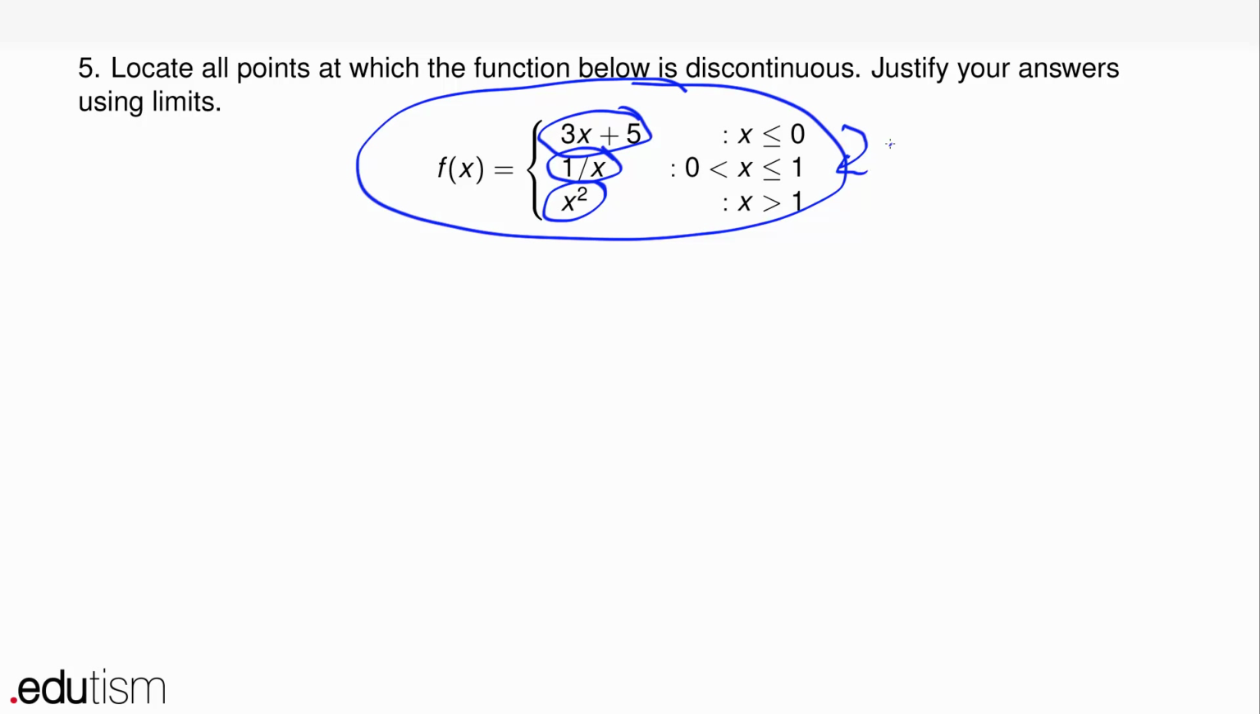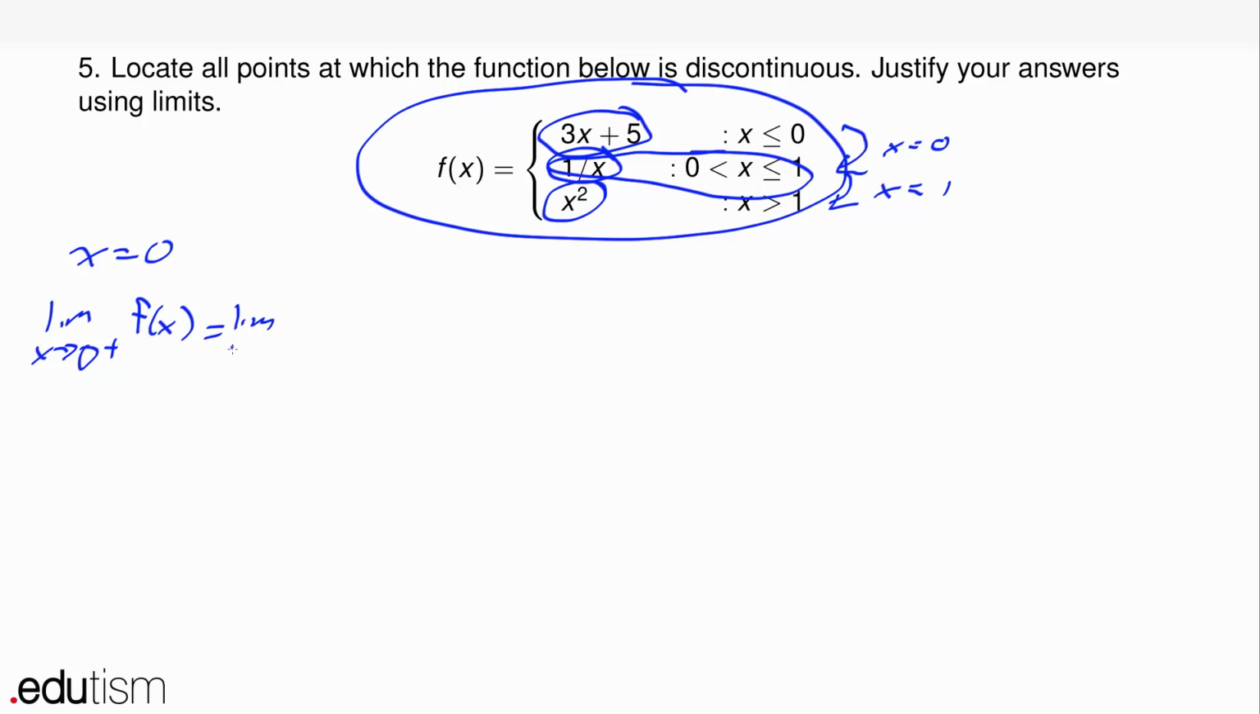It switches from the first formula to the second at x equals 0, and from the second to the third at x equals 1. So first we're going to check for continuity at x equals 0. So I'm going to start by taking the limit as x goes to 0 from the right of f of x. Well, if I'm approaching 0 from the right, I'm a little bit bigger than 0, which means I'm going to be using this second formula. I'm going to get the limit as x goes to 0 from the right of 1 over x. Now if I plug in 0 here, I get 1 over 0. So we have a non-zero number divided by 0, so this limit's either positive or negative infinity.